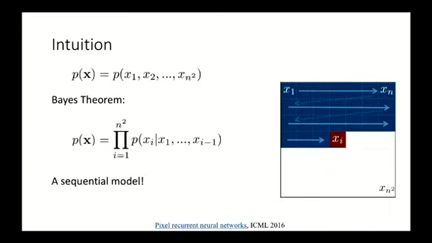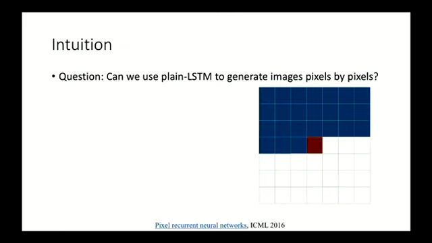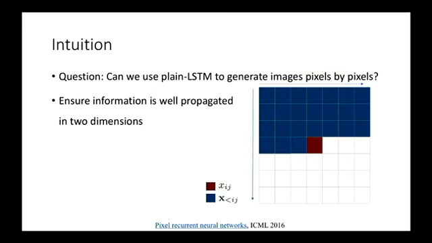Okay. So once we see a sequential model, what comes to our mind is LSTM, which Arun covered in the second week of this course. But the question is, can we use this vanilla version of LSTM to generate an image pixel by pixel? One way would be unrolling this as a single row vector, that is, flattening all the vectors and then feeding it into our LSTM network. But then still we are not using the spatial correlation aspect of the pixel generation. So how do we ensure that all information is well propagated in these 2 dimensions?